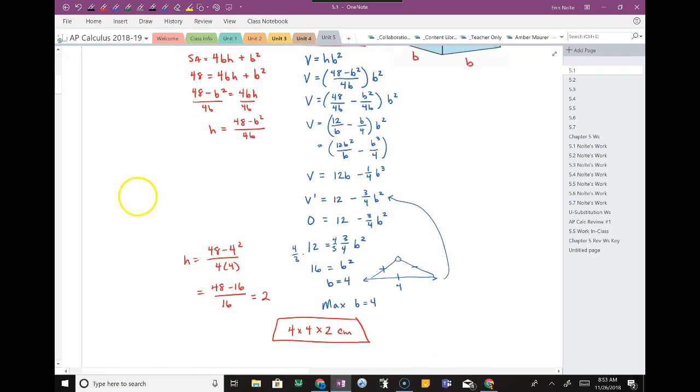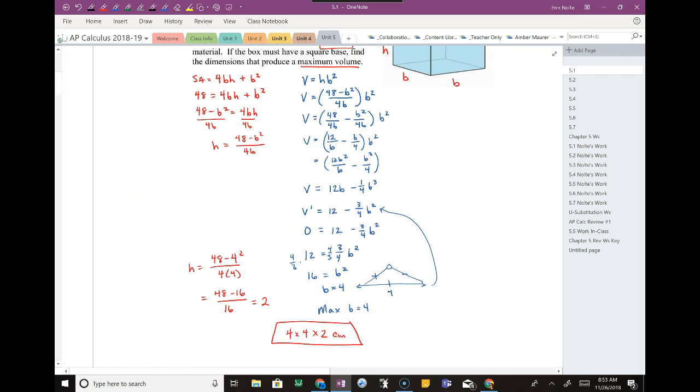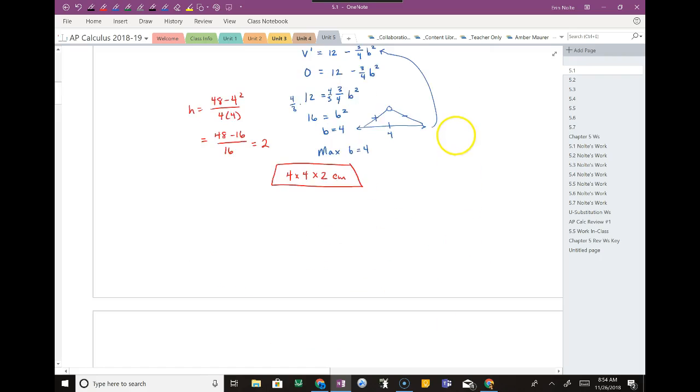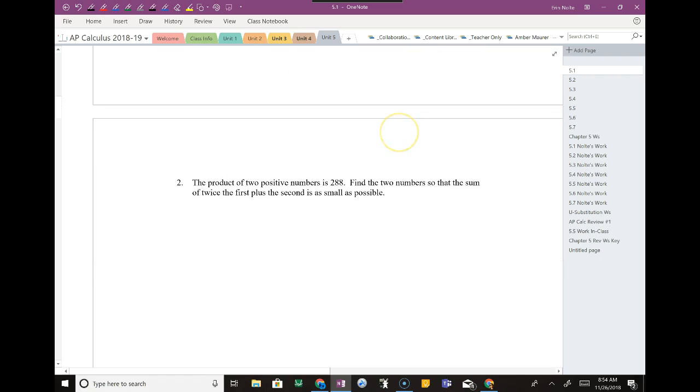So did you follow all that? Yeah. So the calculus part is super easy, right? I mean, it's really not much different than what we've been doing, finding maxes and mins. It's just the part with the algebra where you have to isolate it for one variable. Okay, let's try one more, and then it'll be your turn to work.